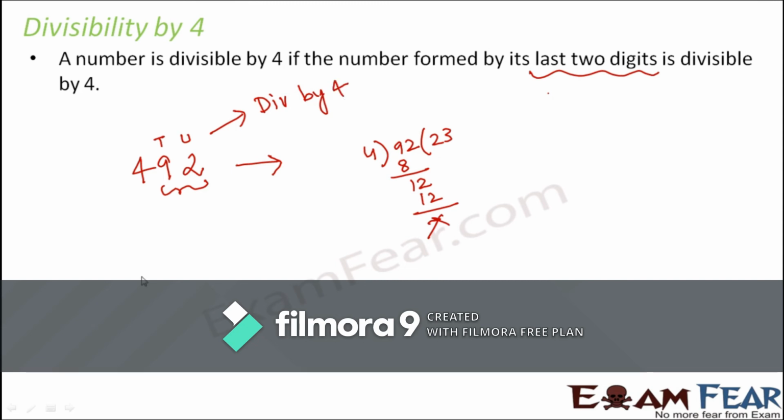Now this is more advantageous for bigger numbers. For example, let's say you have a number like 341208, and if I ask you if this number is divisible by 4 or not, it is tough to divide such a big number by 4. So you just look at the last 2 digits, which is 08, and which is clearly divisible by 4. Therefore the entire number is also divisible by 4.